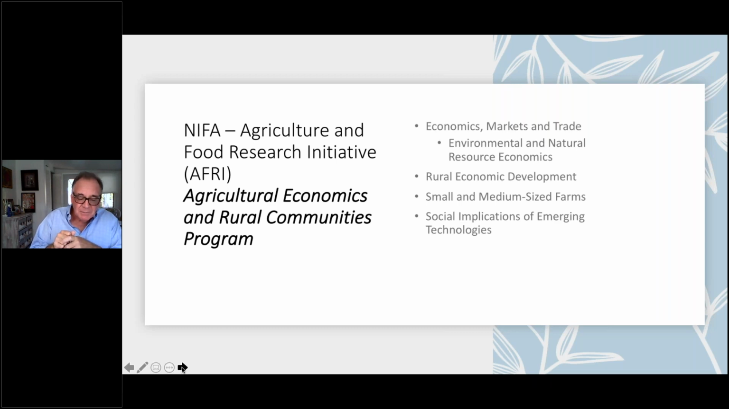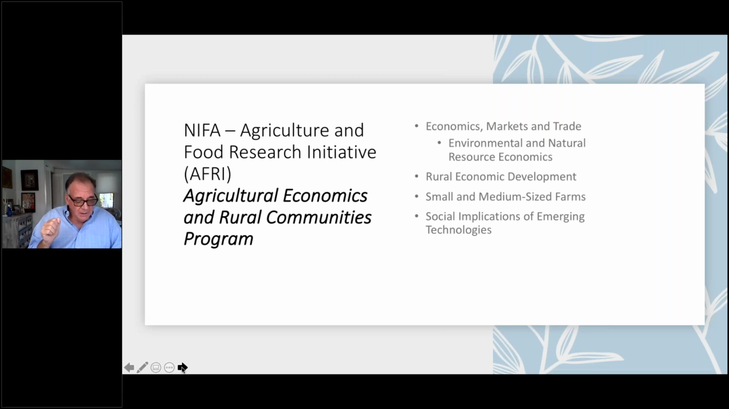There's also the Rural Economic Development program and the small and medium-sized farm program. Both of those look at the opportunities and barriers for economic opportunities for those types of individuals. And then lastly, there's a relatively new program, Social Implications of Emerging Technologies, which takes a broader social science perspective in trying to understand the implications of new technologies, with big data, genomics, and a whole variety of things that have broader social implications than merely the economic consequences.